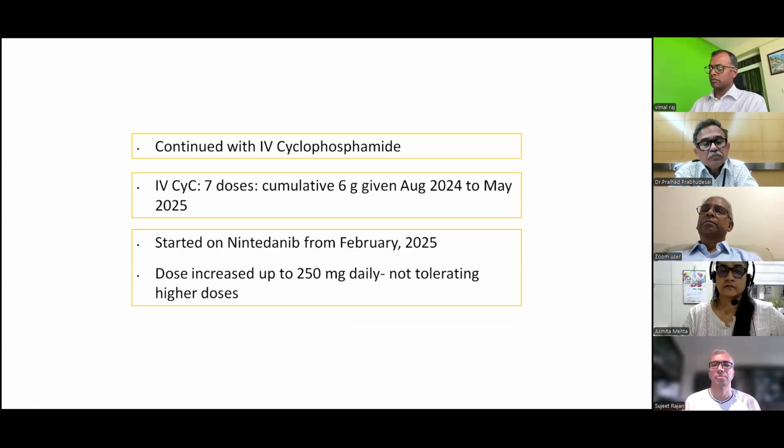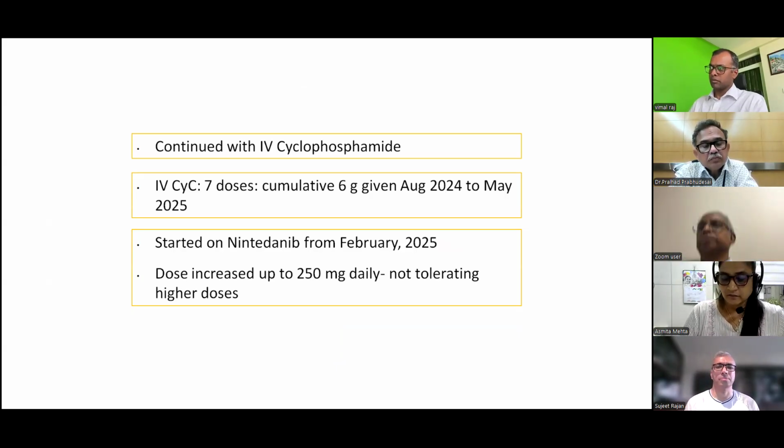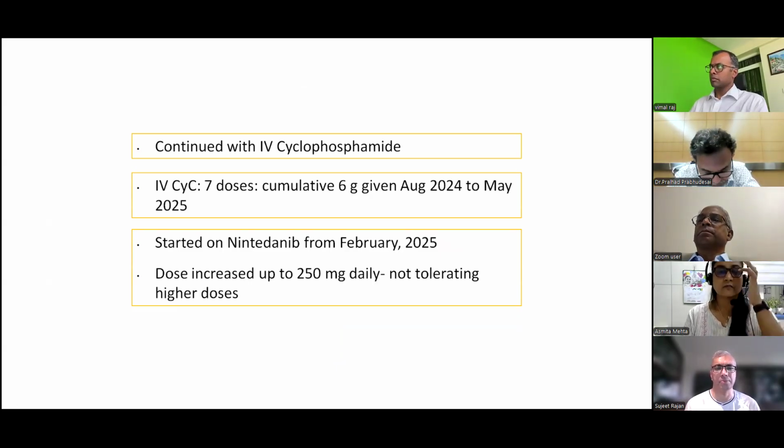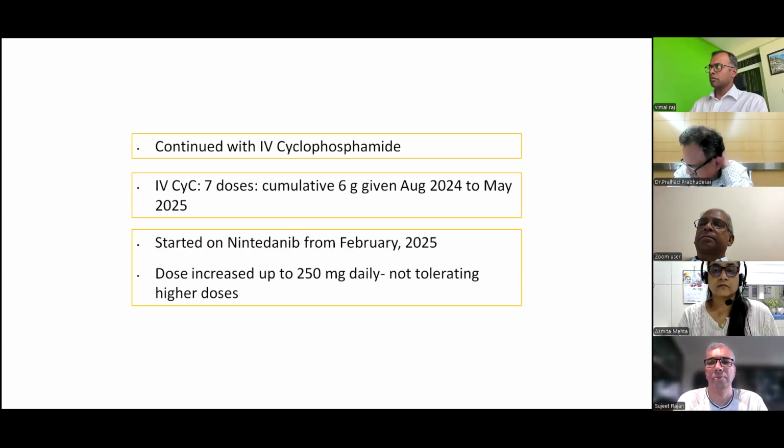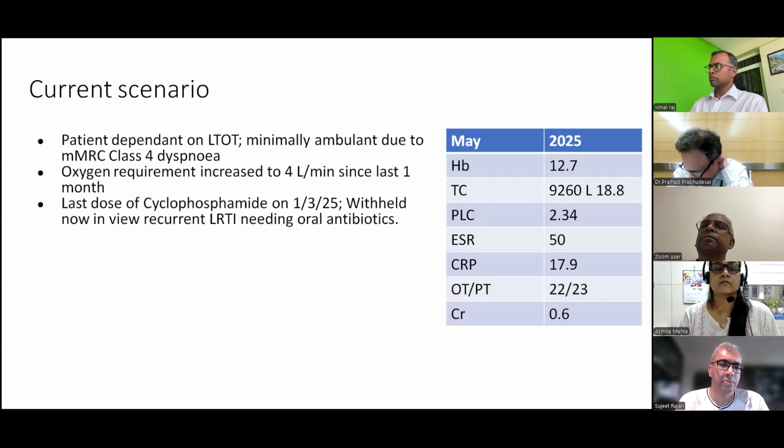By May, 2 months back, a cumulative dose of 6 grams of cyclophosphamide was given, but still there was no improvement. And from February onwards, because there was significant fibrosis also, we started her on nintedanib as well. Up to 250 milligrams she tolerated. After that, she doesn't tolerate. She develops loose stool. So on 250 milligram of nintedanib and cyclophosphamide and low-dose glucocorticoids, she continues to worsen.